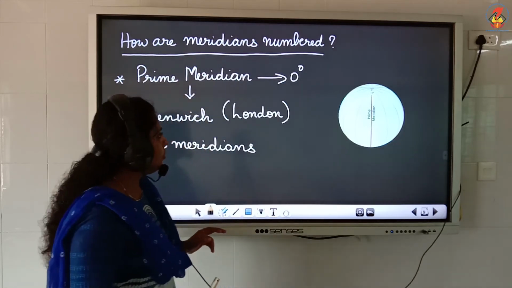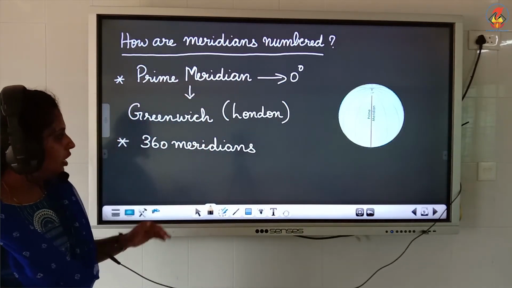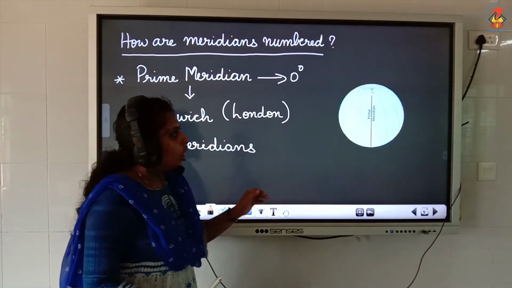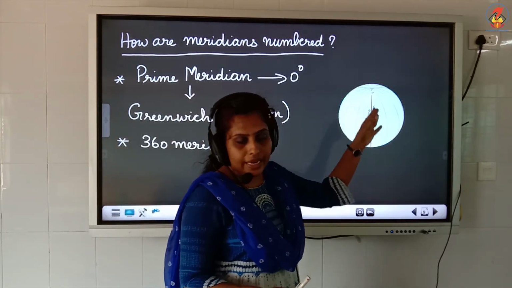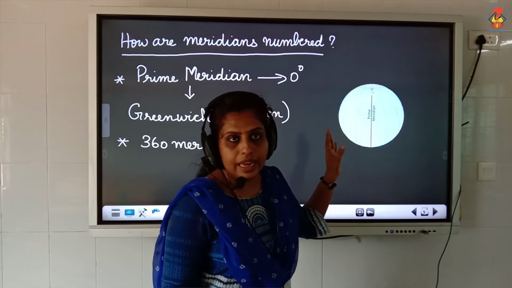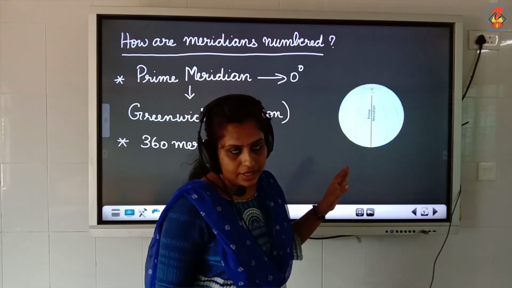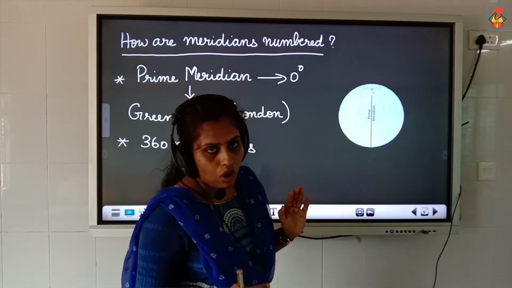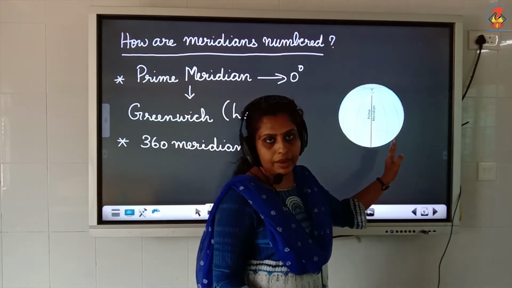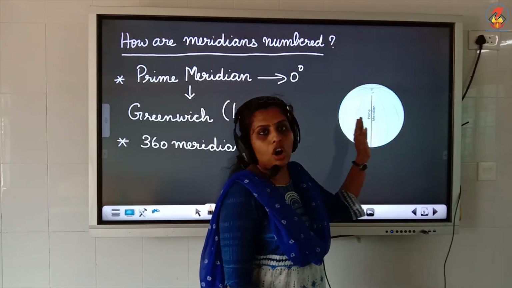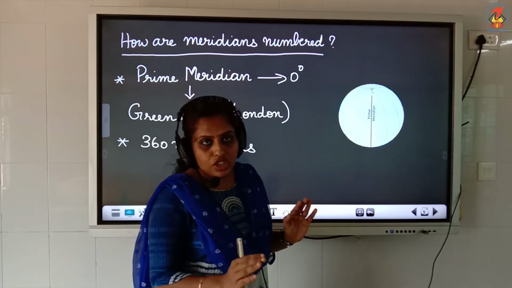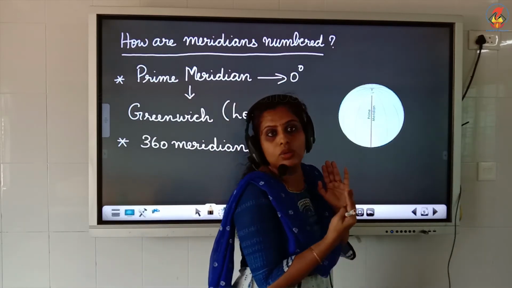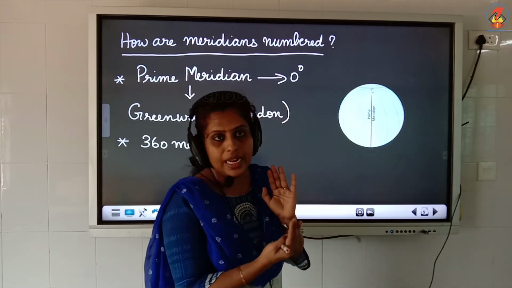Okay. The next point you have to learn is that, as we said earlier, all the meridians are of the same length and are drawn at the same distance. If you move away from the prime meridian to the east or the west side, what happens? We reach halfway round the earth, that is 180 degree.